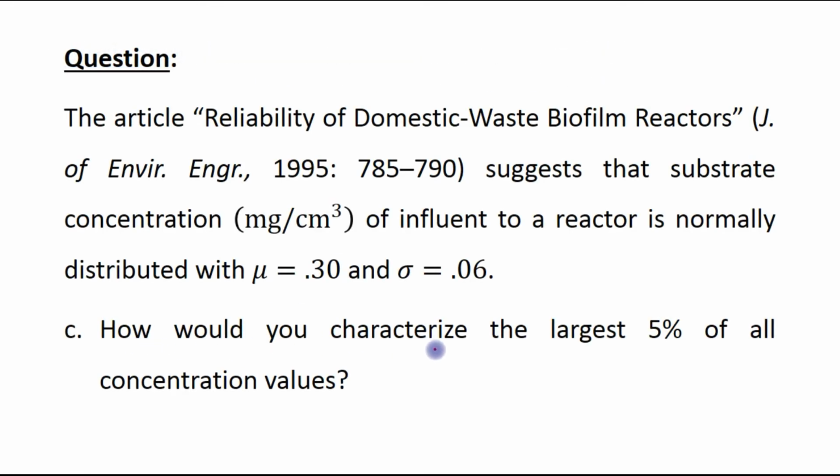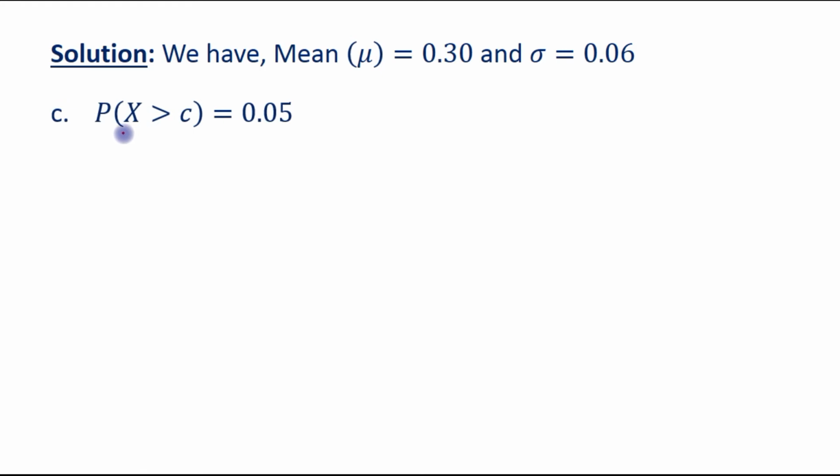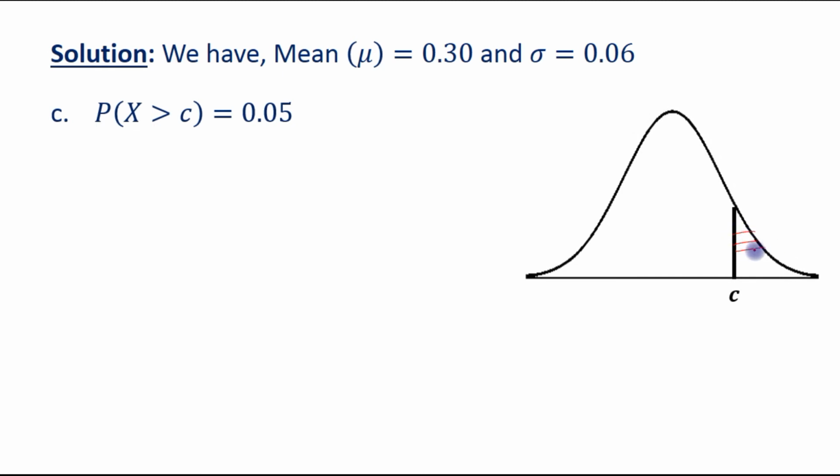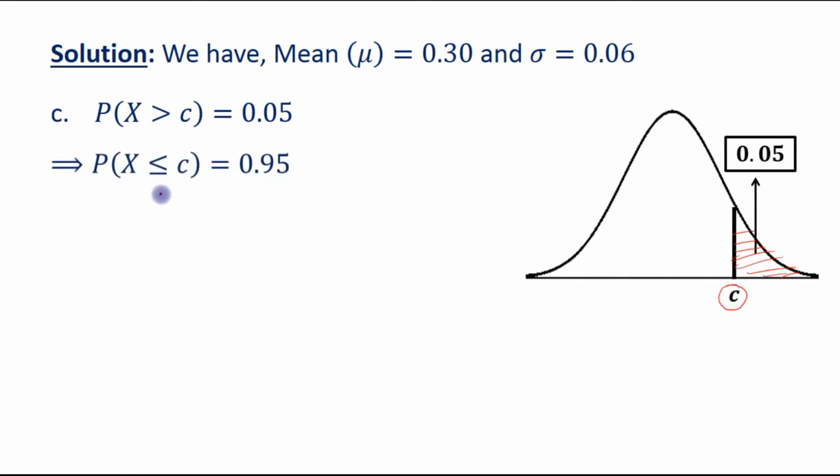Now the question is, how would you characterize the largest 5%? So the area has been given as 0.05, largest 5% of all the concentration values. So we can write probability that x is greater than c equals 0.05. So this area is given as 0.05 and we need to find this value. In the next step, we can write it as probability that x is less than or equal to c equals 0.95. When the total area is 1, the area to the left of c will be 1 minus 0.05, that is 0.95.